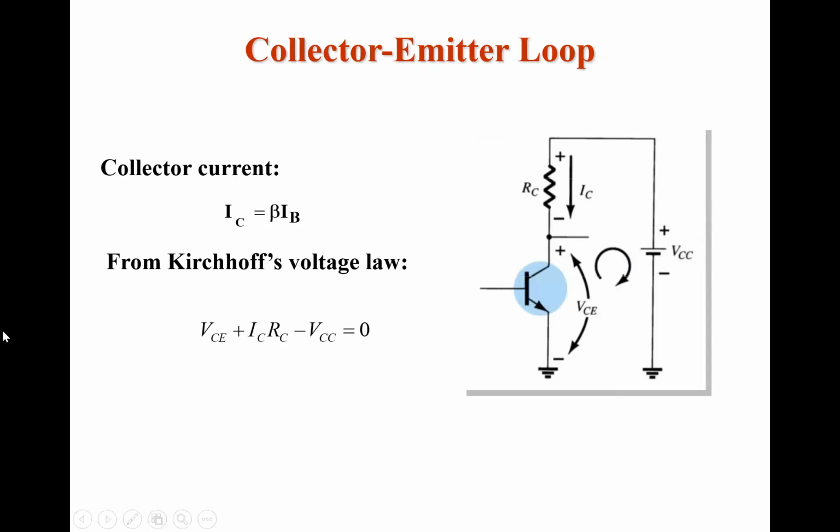Similarly, we are going to see the output side and apply the Kirchhoff voltage law on the output side also. The output current is IC and the output voltage between collector and emitter is VCE. Now we are moving on to apply the KVL. What is the KVL? KVL is nothing but VCC minus IC RC minus VCE is equal to 0, or VCE plus IC RC minus VCC is equal to 0. From this expression, determine the collector current IC. IC is equal to VCC minus VCE by RC.